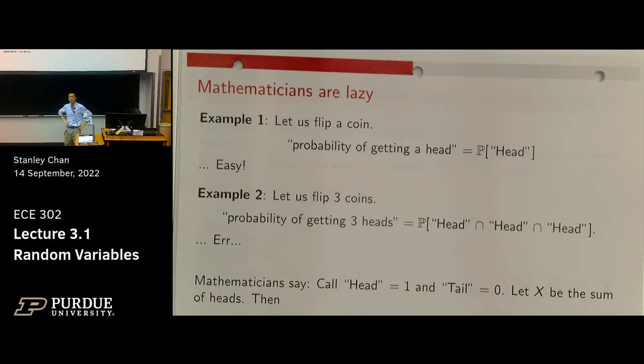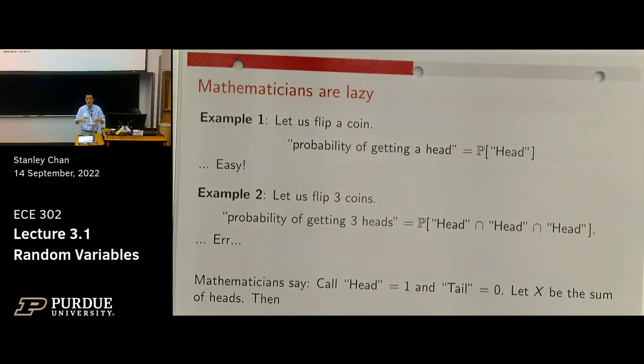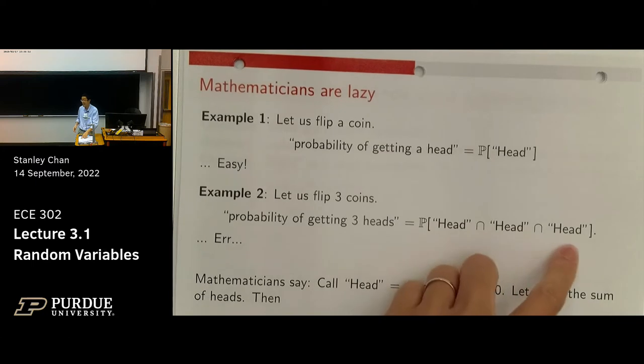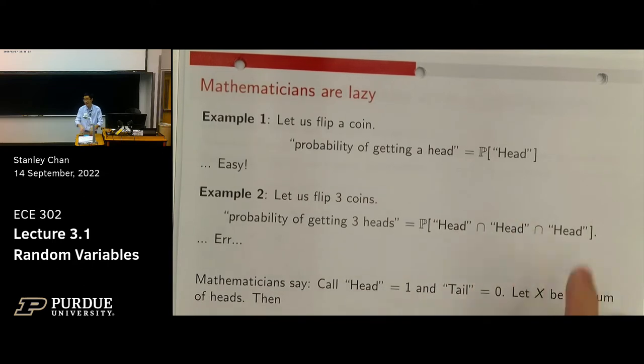Here's an example. You flip a coin, you get a head or a tail, 2 states, very easy, right? Then when you write it down on a piece of paper, what you write down is the probability of getting a head. That's a pretty long sentence. Or if you want a shorthand notation, just write P of head, and P of tail. That's easy. It's not too bad. And then let's flip 3 coins. Then you start to write head, and head, and head. Now, if you say I want to throw 10,000 coins, then you're going to say head and, okay, whatever.